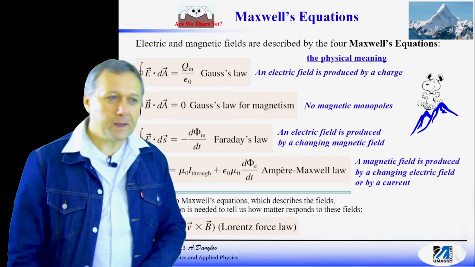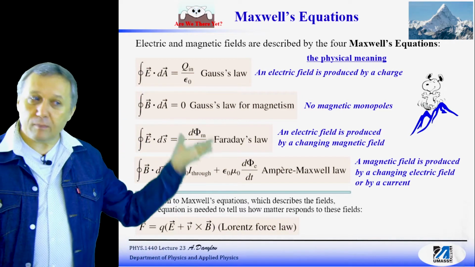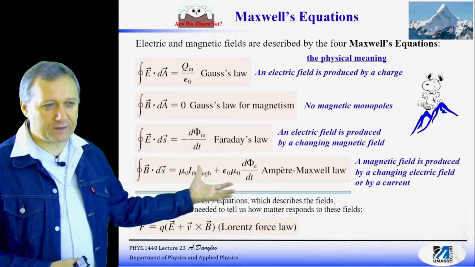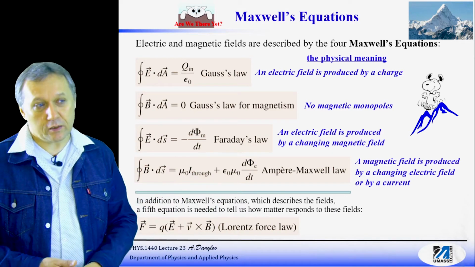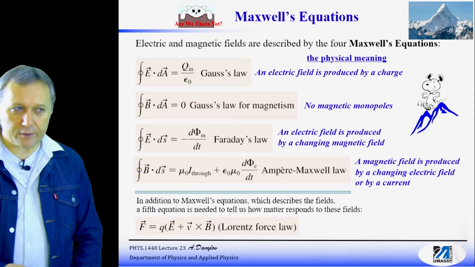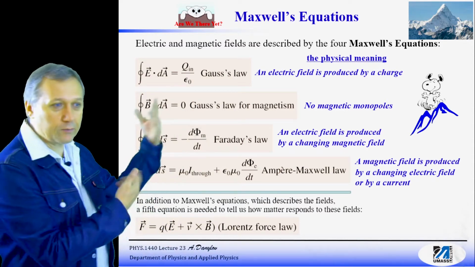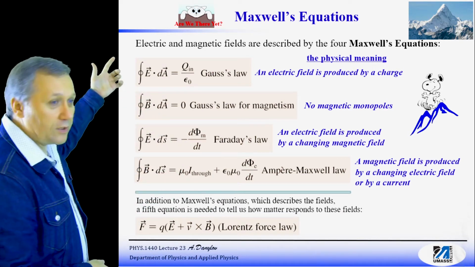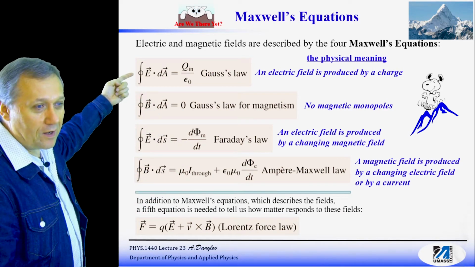That's the foundation. And when Maxwell managed to write them down, combining them and modifying the last equation, he started playing with them. He was a brilliant theoretician. So he started playing with them, and he started combining these equations.